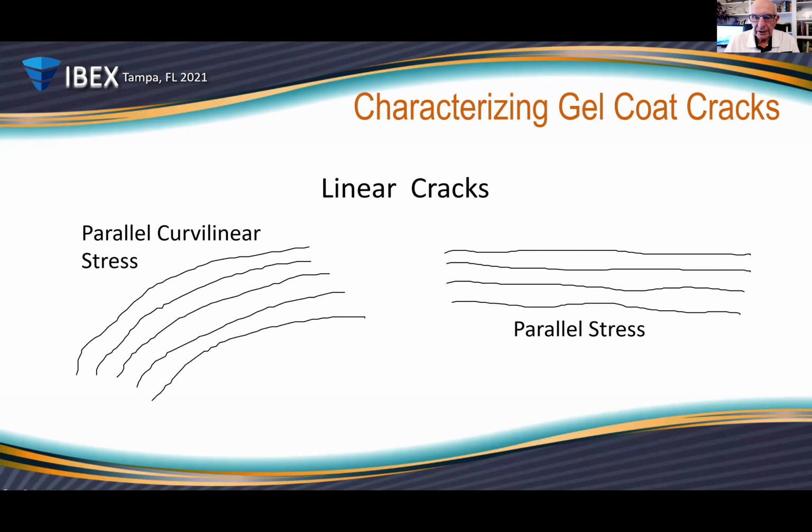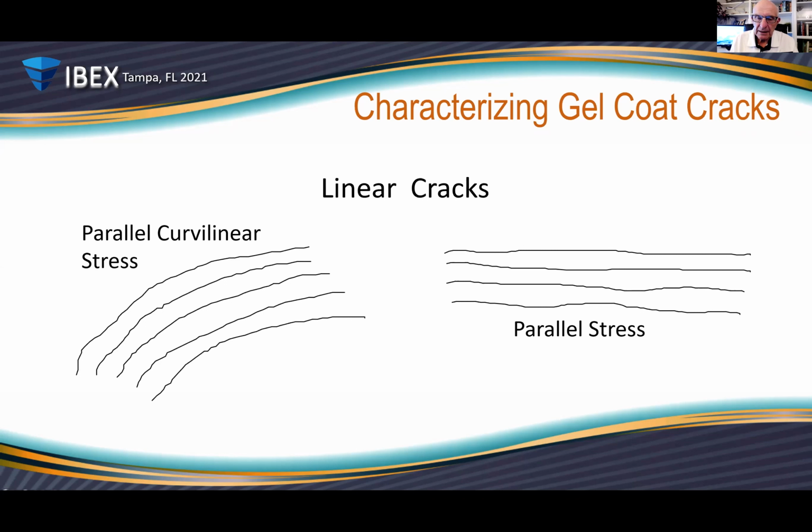We have another set of cracks, linear cracks, parallel stress cracks. Again, if you take a panel and you bend it this way, if it's gel coated, when you bend it to a certain degree, you will start to form these linear stress cracks.